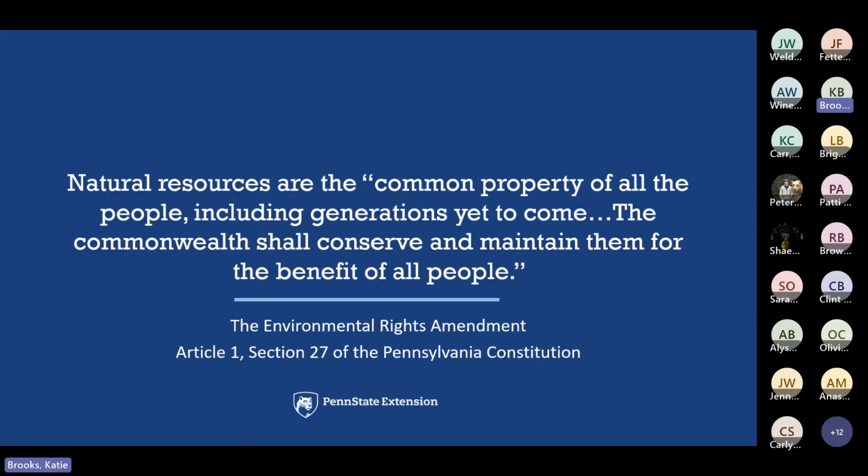And so this is just a section of the Pennsylvania Constitution, Article 1, Section 27. It's also called the Environmental Rights Amendment. And this specifically says that natural resources are the common property of all the people, including generations yet to come. The Commonwealth shall conserve and maintain them for the benefit of all people. And in Pennsylvania specifically, public wildlife resources are managed by the PA Game Commission and the PA Fish and Boat Commission.